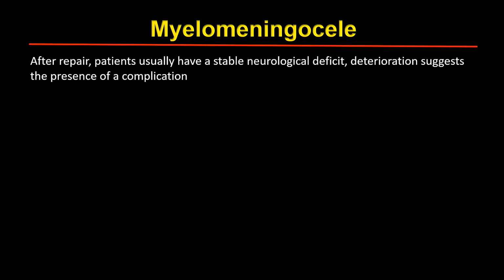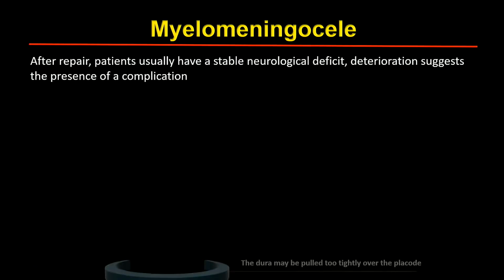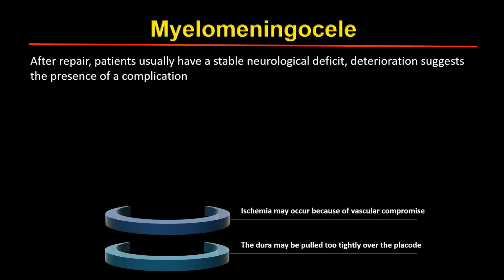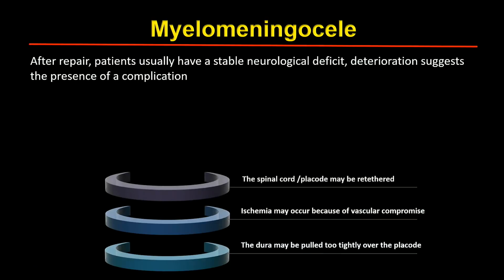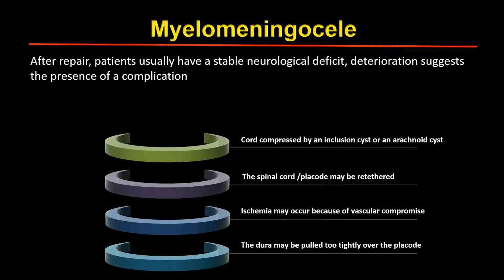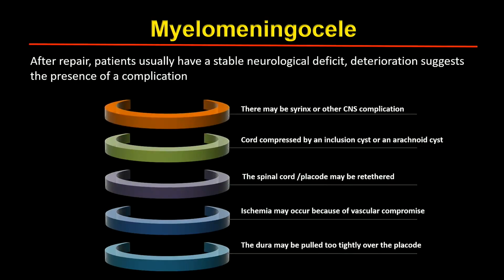And what are those complications? They can be divided into 5 broad categories, which are immediate post-op complications, which means the dura may be pulled too tightly over the placode, or ischemia happened during surgery or right after surgery, or the spinal cord can become retethered, or the cord is being compressed after surgery because of an inclusion cyst or an arachnoid cyst. And last but not least, there's a syrinx that is formed, or there are additional CNS complications because these patients have Chiari malformation. Only the top 3 can be imaged using MRI.